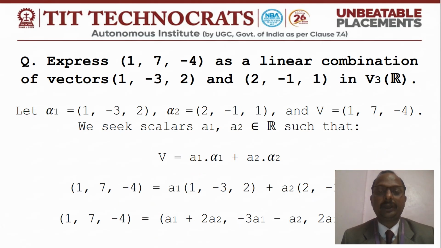Express (1, 7, minus 4) as a linear combination of vectors (1, minus 3, 2) and (2, minus 1, 1) in V3(R). So how can we solve this question? Let alpha 1 be (1, minus 3, 2), alpha 2 be (2, minus 1, 1) and V be (1, 7, minus 4). We seek scalars a1, a2 belonging to R such that V is equal to a1 dot alpha 1 plus a2 dot alpha 2. By putting the values, we get (1, 7, minus 4) equal to a1 times (1, minus 3, 2) plus a2 times (2, minus 1, 1), and by making the distribution we can see the result in the next line.